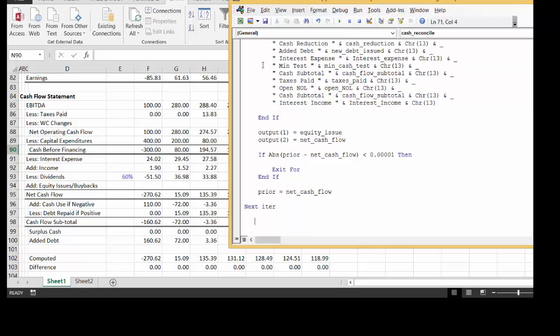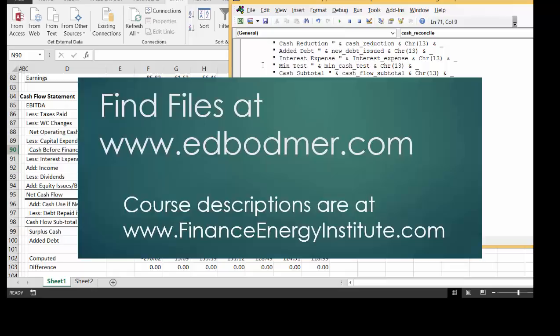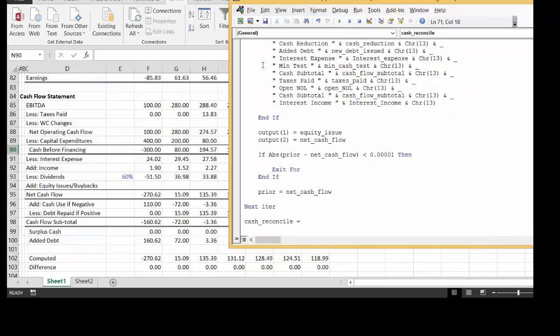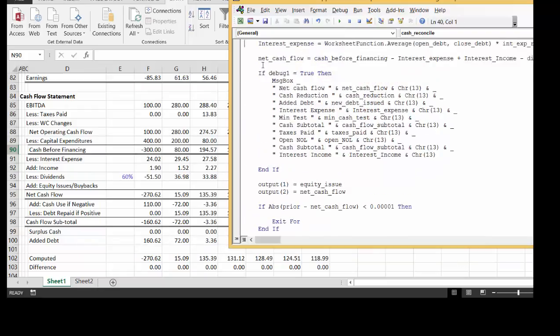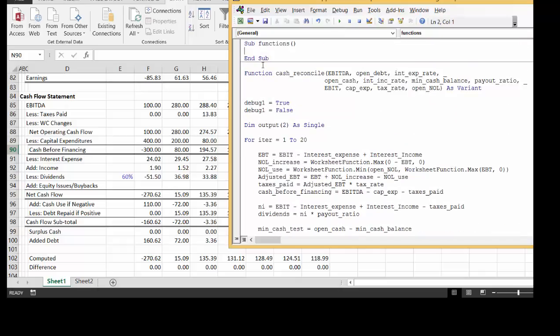And then at the very end, we can put cache reconcile equal output. That's kind of the way to do this. I don't know why. There are probably 20 different ways to do it. Now, I think we'll have to do it differently.